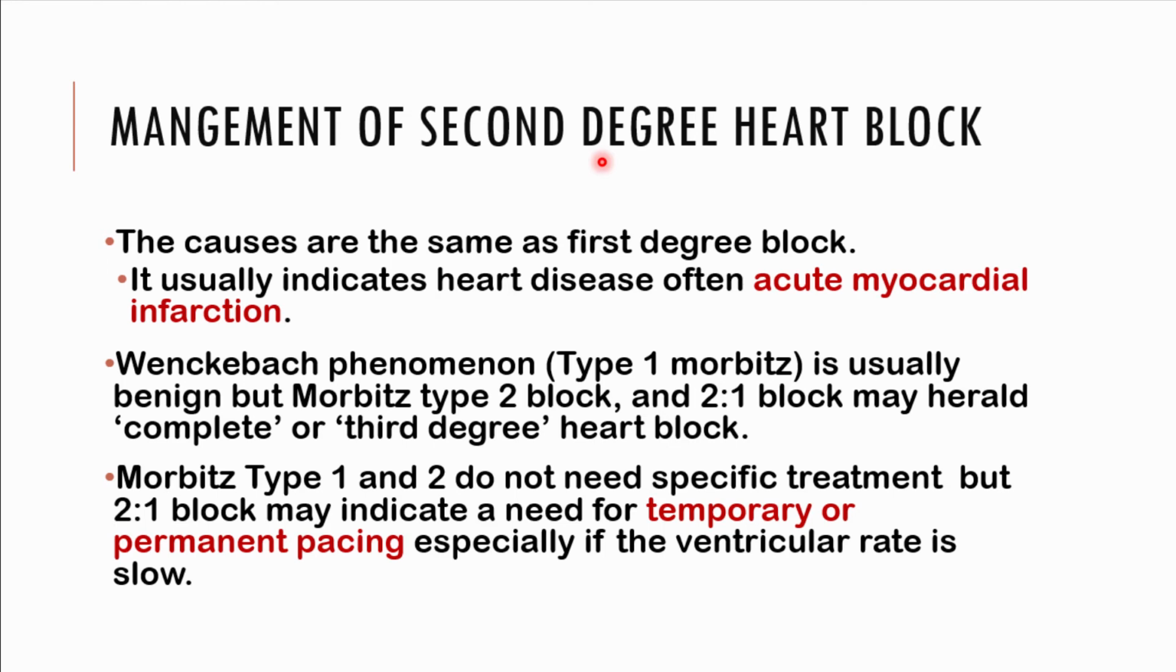So if you have a Wenckebach phenomenon or Mobitz type 1, usually that's benign, so they do not need so much treatment. But if you have a Mobitz type 2, or a 2-1 heart block, this may actually precede a complete heart block. It may precede a third-degree heart block. So those with Mobitz type 1 and Mobitz type 2 do not need specific treatment. But those with the 2-1 heart block, you may need to actually add a pacer. So you may perform temporary pacing or a permanent pacemaker inside the heart, especially if the ventricular rate is very slow.